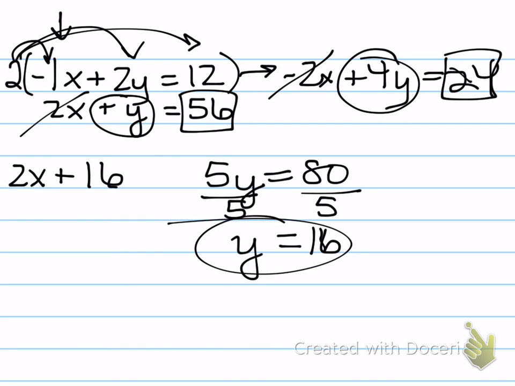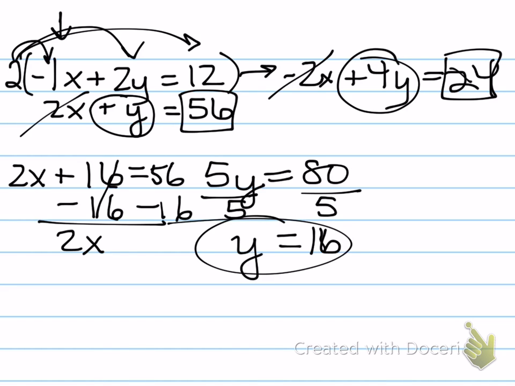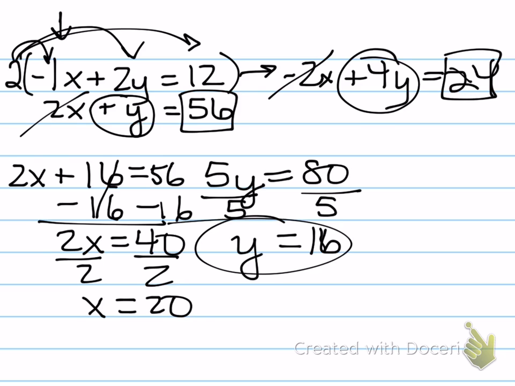So we have 2x plus 16 equals 56. We'll simply take away the 16 from each side as our first inverse operation to give us that 2x makes 40. Dividing gives us that that first mystery number is 20. So the final answer to the second question would be 20, 16.